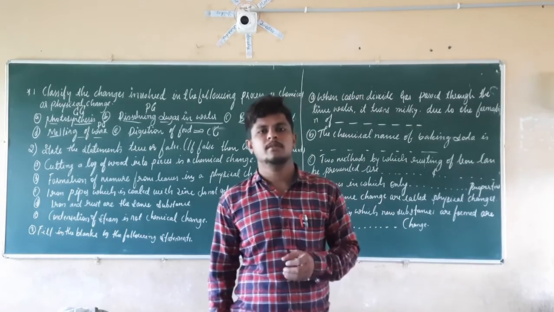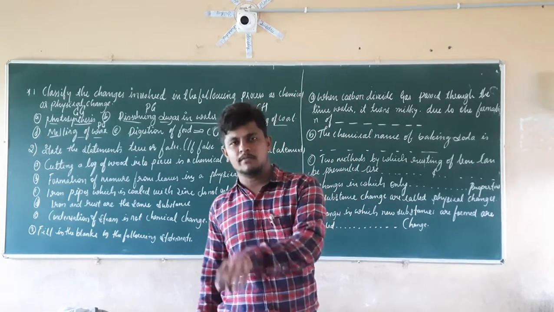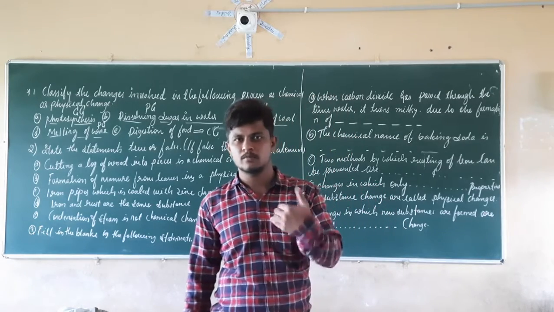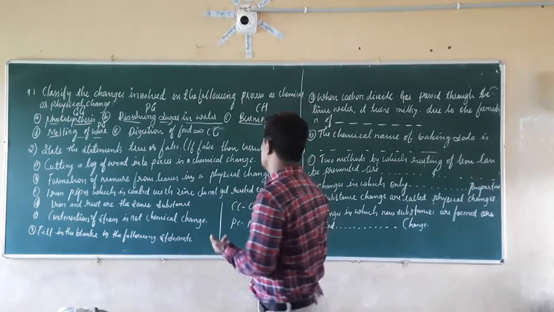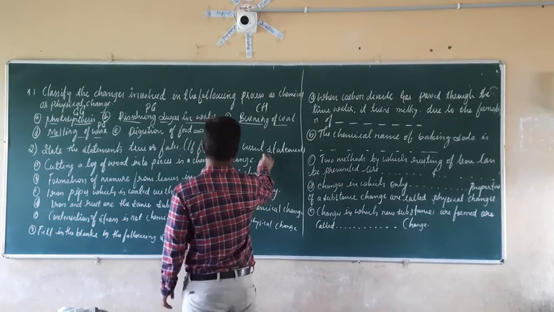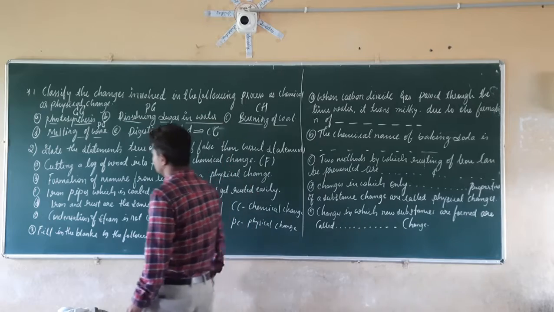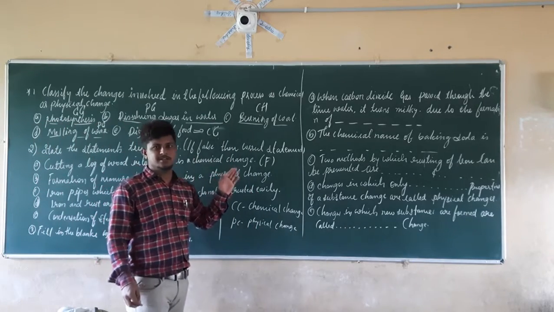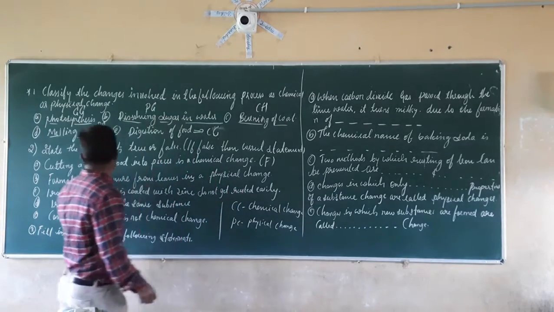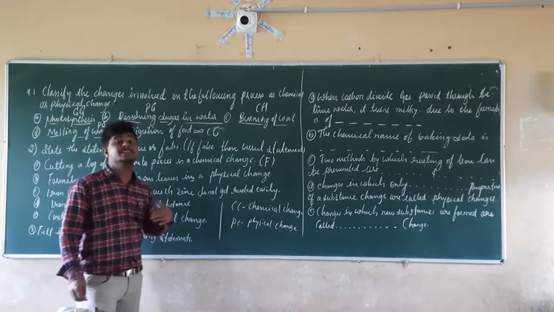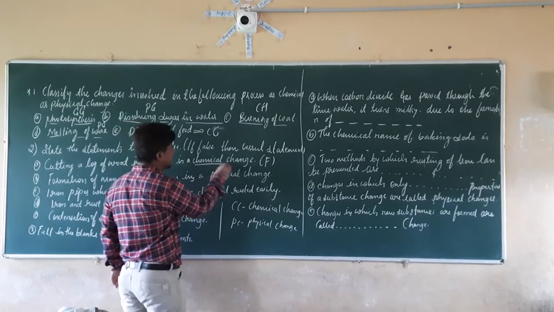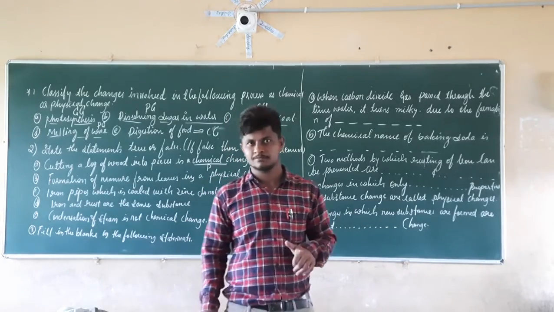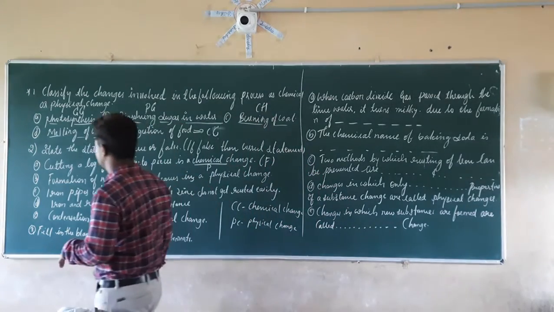Because of that, there is a change in the physical properties of the wood, but there is no change in the chemical properties. That is, no new product is formed. For that reason, this statement is false. The first statement is false. Why? Cutting a log of wood into pieces is a chemical change. It is a wrong statement. Cutting a log of wood into pieces is a physical change. So instead of chemical change, we have to write physical change.